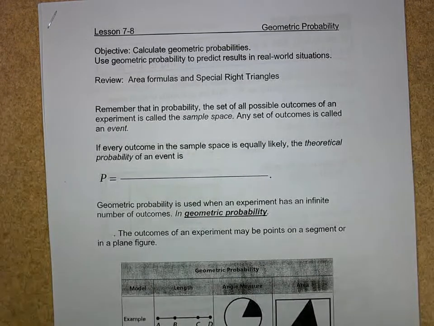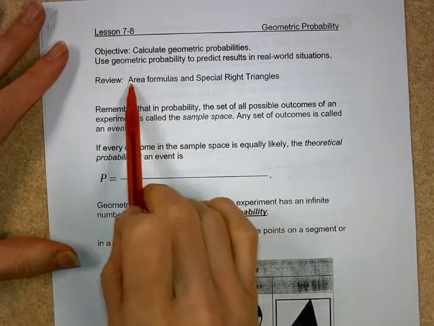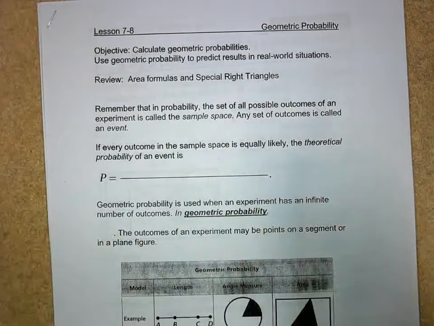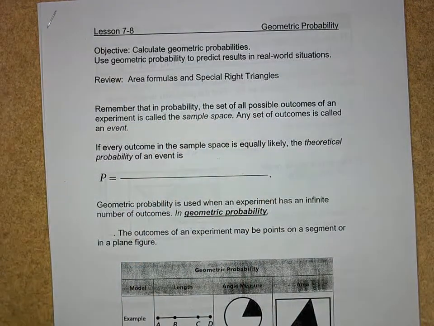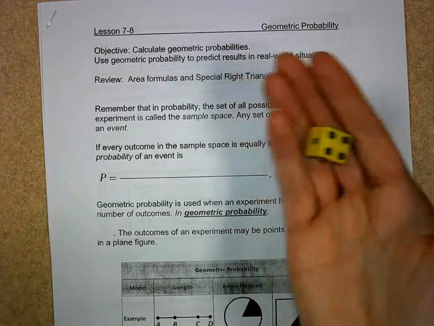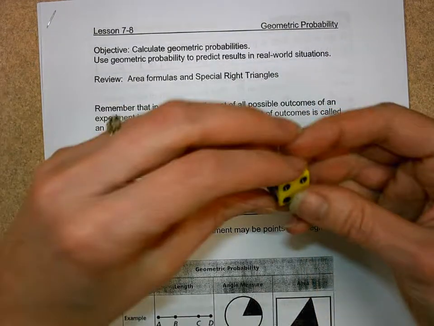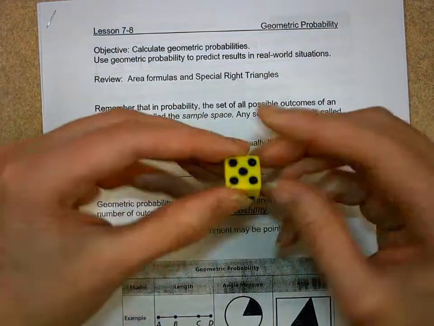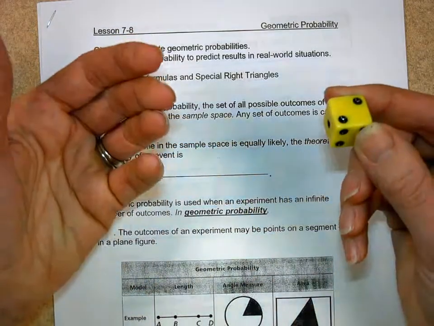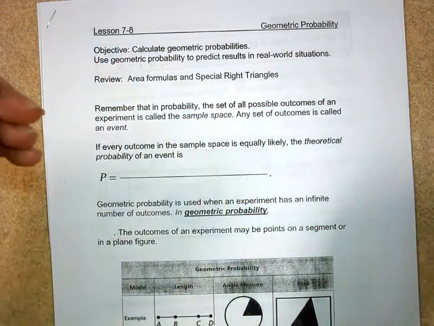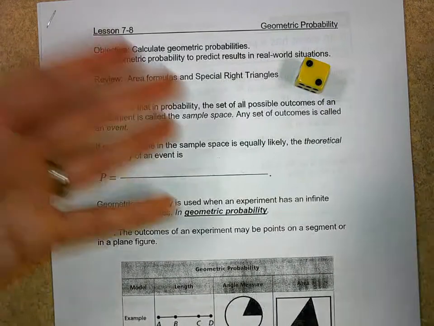Well, in order to do geometric probability, you have to know all your area formulas and your special right triangles. But I want to remind you what's probability, first of all, okay? Remember, in probability, we have what's called an event and we have a sample space. So here's the sample space. The sample space, we're going to roll a die, okay? Now, on a good, normal, fair die, there's 6 sides, correct? Now, what's the probability that when I roll the die, I'm going to get a 2?